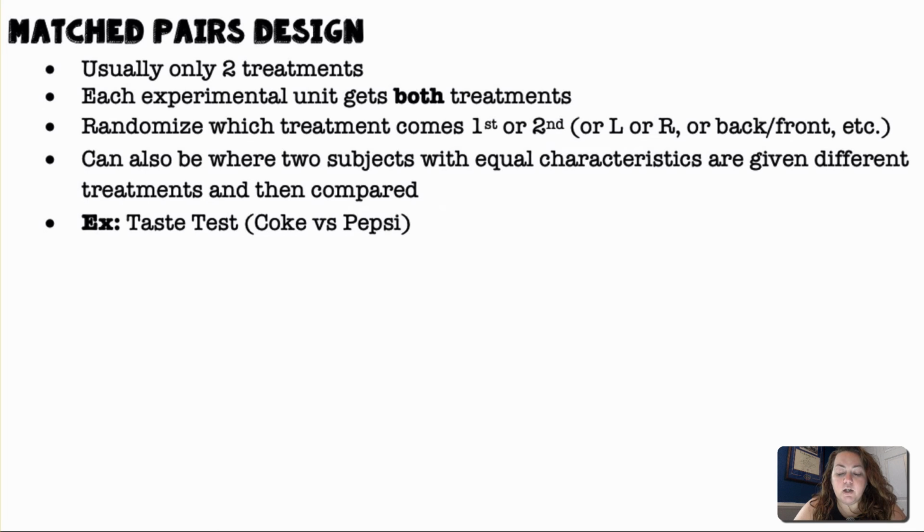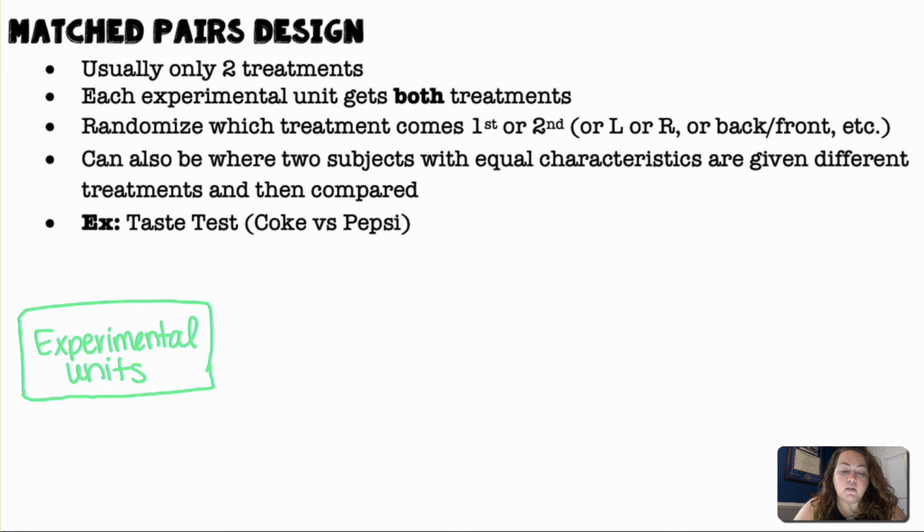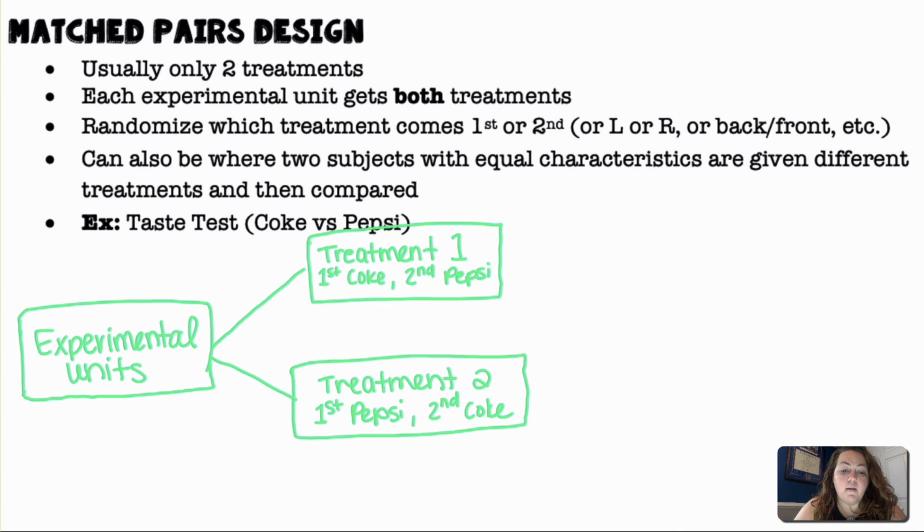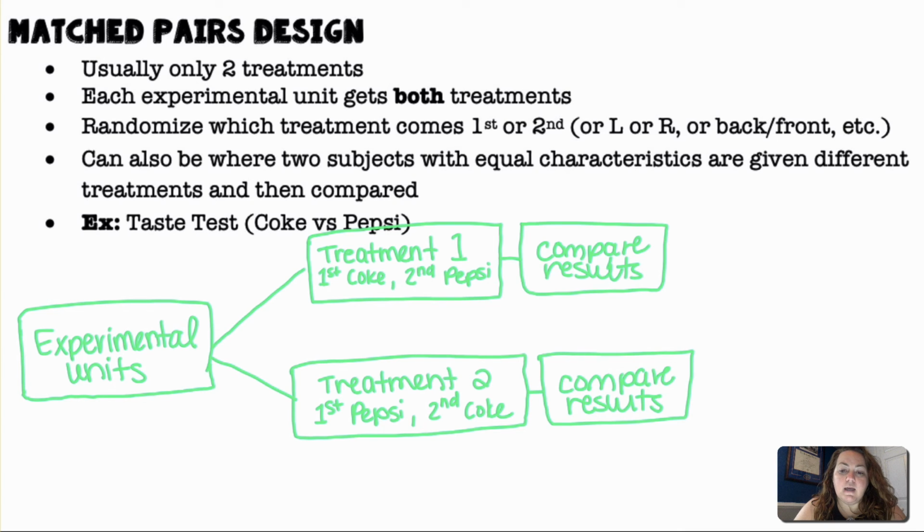Okay, so we're going to do an example as a taste test of Coke versus Pepsi. So we're going to start with some experimental units, and we are going to break them up into treatment group 1, where they're going to have Coke first and Pepsi second. And then treatment group 2 is going to have Pepsi first and Coke second. And we're going to compare the results. All right, and make sure we are randomly assigning those.